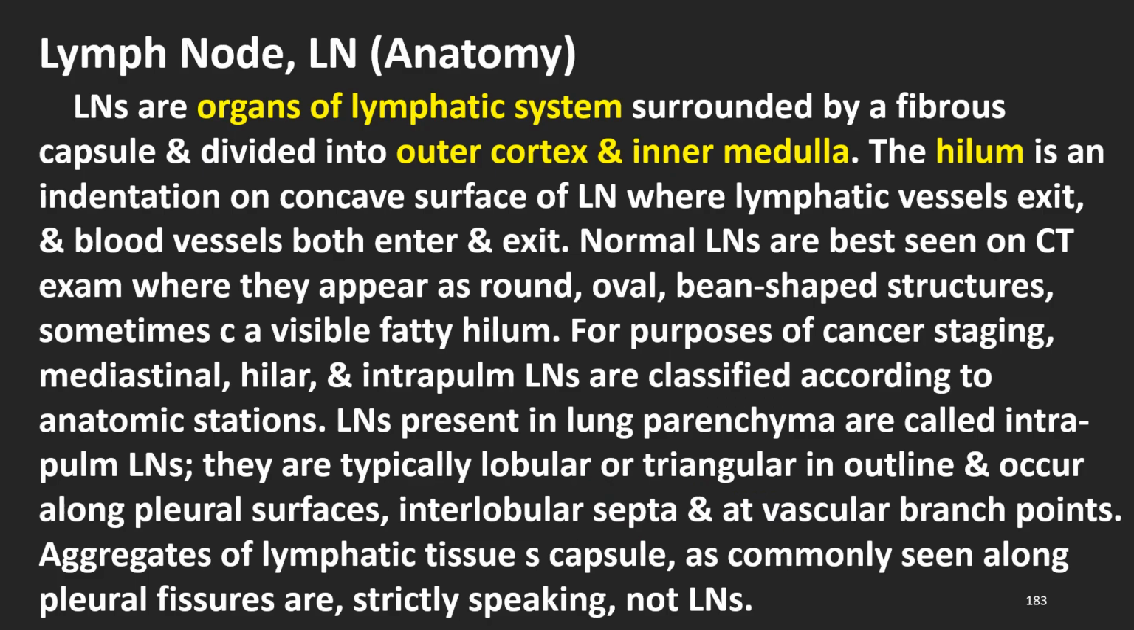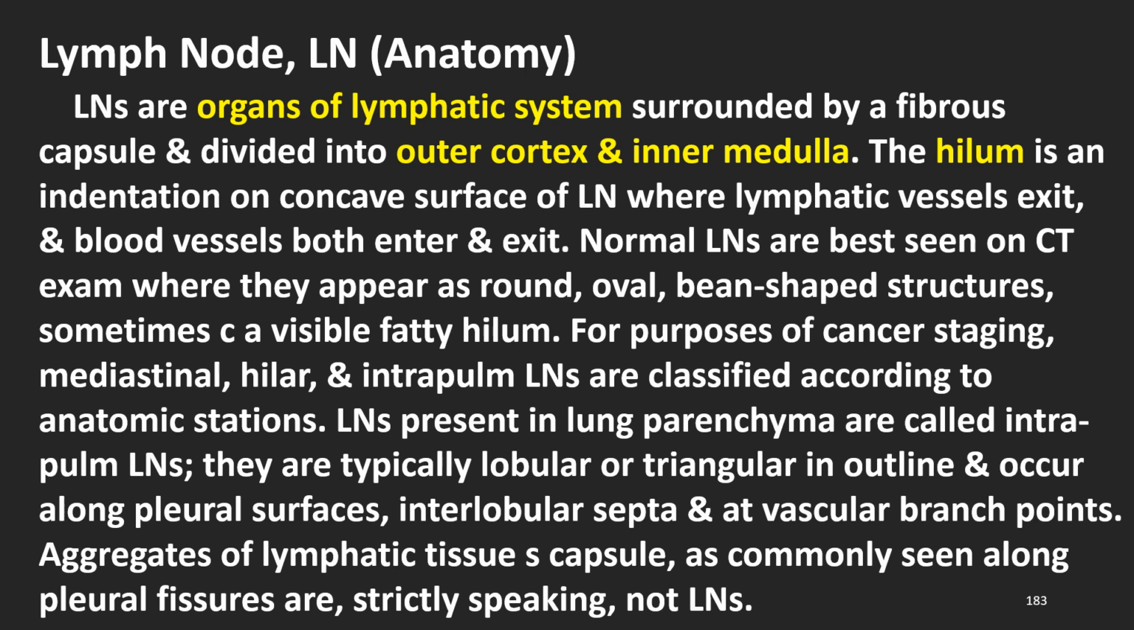Lymph node anatomy. Lymph nodes are organs of the lymphatic system surrounded by a fibrous capsule and divided into outer cortex and inner medulla. The hilum is an indentation on the concave surface of the lymph node where lymphatic vessels exit and blood vessels both enter and exit. Normal lymph nodes are best seen on CT exam where they appear as round, oval, bean-shaped structures, sometimes with a visible fatty hilum.